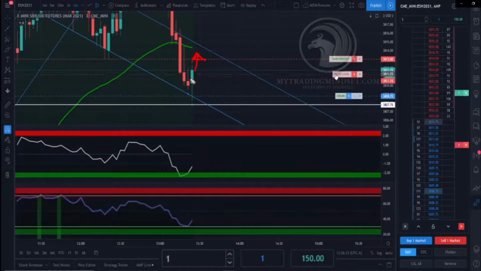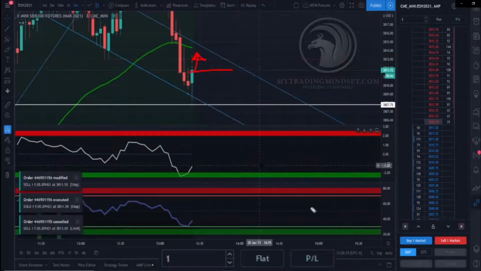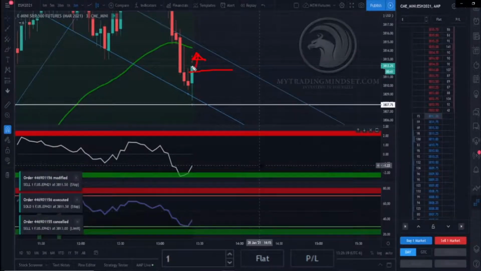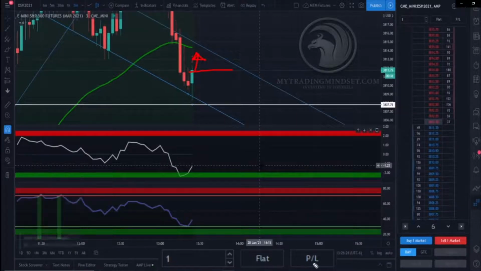Well, I'm not gonna lose here. I'm with a win, and I got stopped out. It bounced down and it stopped out. I think at 175 was it?